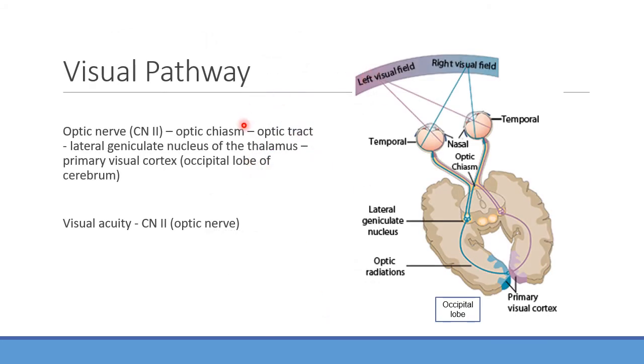So again, that optic chiasm is where the crossing over occurs for some of those nerves, and then it goes to the lateral geniculate nucleus of the thalamus, and then it goes back to the primary visual cortex. I mentioned that's in the occipital lobe of the brain there.